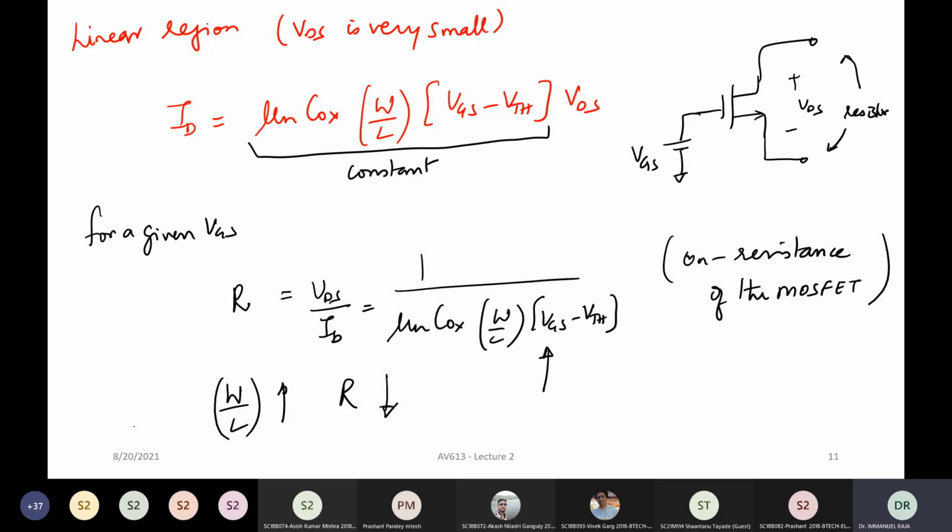And also, under the condition that VDS is really small, you can use this MOS transistor as a variable resistor or a voltage controlled resistor. But this can be used only when the VDS is really small. That is the thing.